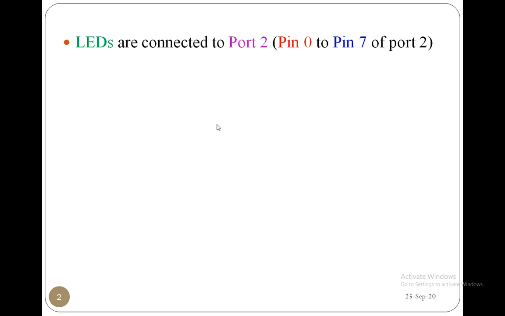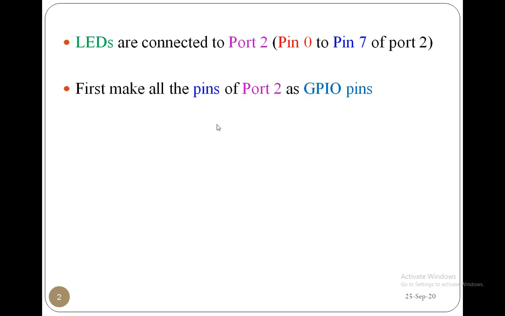Now what you have to do is, first of all, make all the pins GPIO pins, that is general purpose input output pins. Generally the same pins can be used to transmit data to or from PWM and the processor, to the timers, or to the CAN, or to the serial communications. That is, the same pins can be used for multiple purposes. So first we specify port 2 pin 0 to pin 7 as general purpose input output pins.